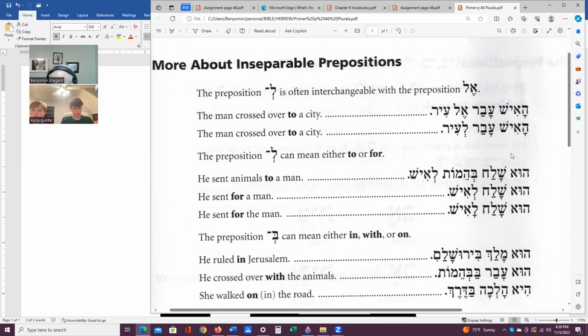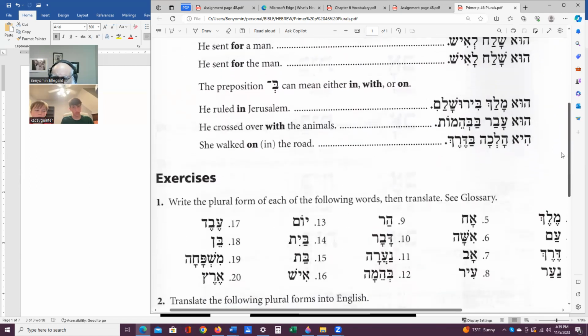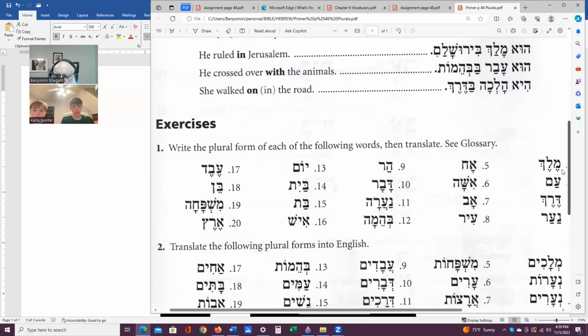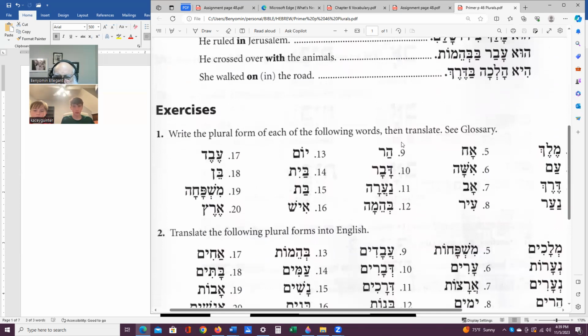Okay, and that would be the one that you gave me, Cooper, was the one that was in English. Okay, that would have been exercise 1. So basically this calls to translate these words. So let's do that. Ready? Caleb, king. Cooper, peoples. Good.